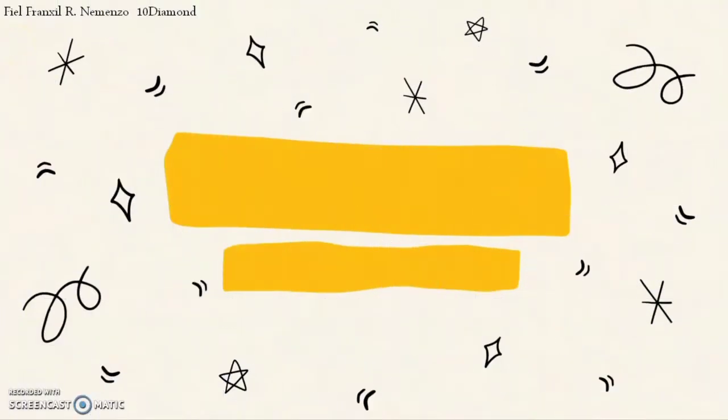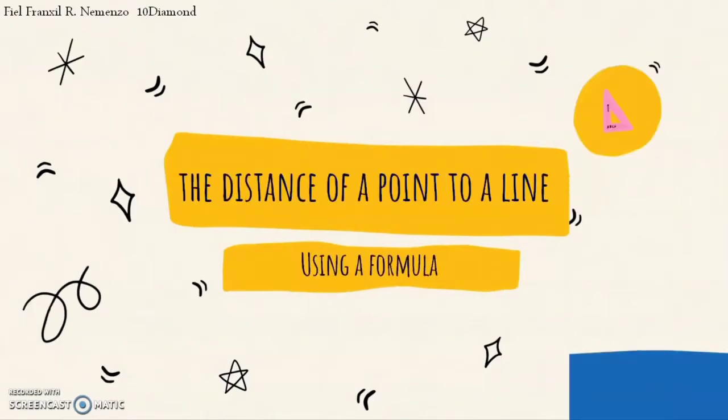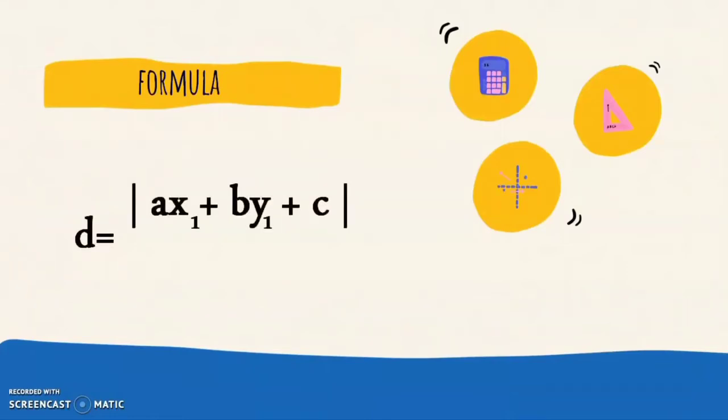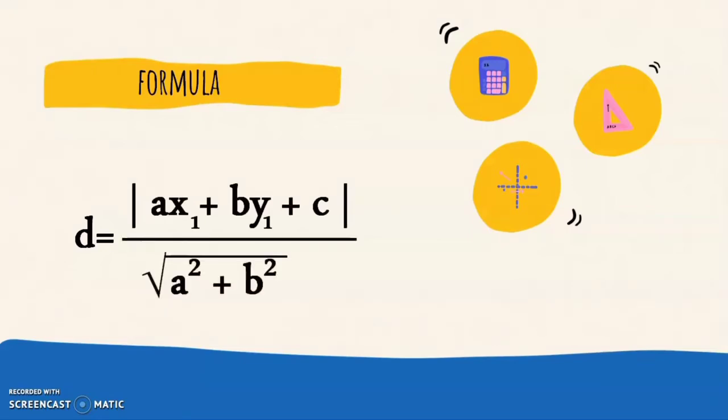Hi, this is Fiel, and we will solve for the distance of a point to a line using a formula. The formula is distance equals the absolute value of ax1 plus by1 plus c divided by the square root of a squared plus b squared. Before starting, if you're given an equation that shows slope-intercept form, make sure to rewrite it to a general form of the equation. And also, the absolute value of any number is always positive.